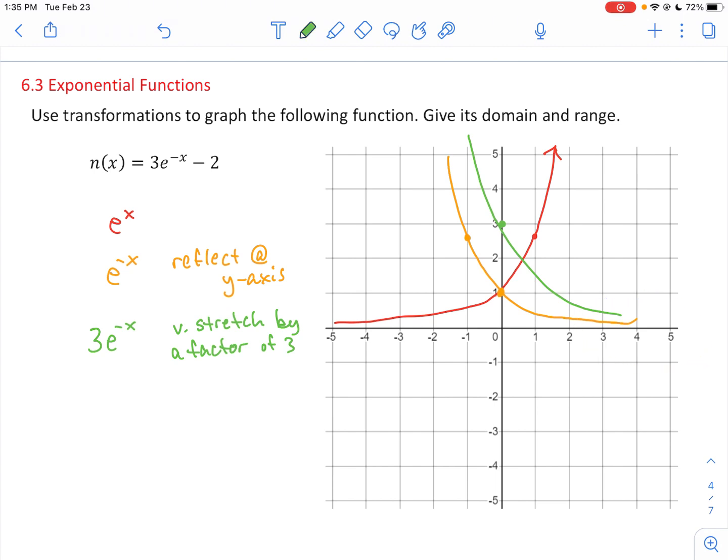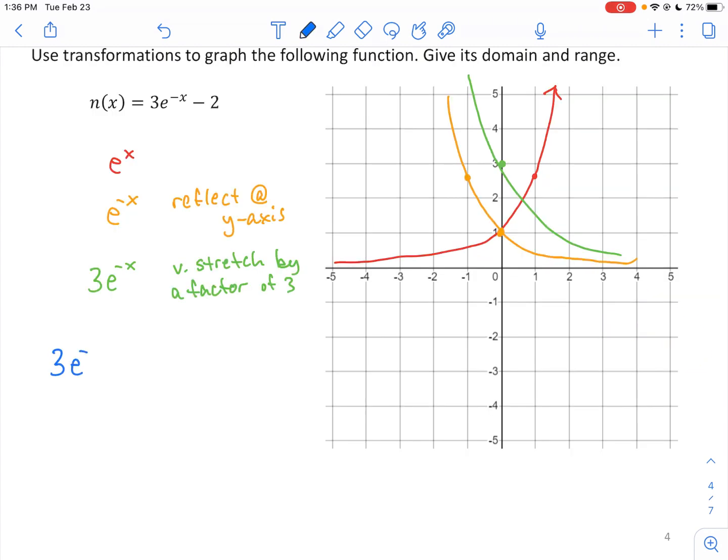Now, the very final transformation is, so when I have 3e to the negative x minus 2, this is going to be a shift down 2. This will change where the asymptote is. And we're just going to move everything down 2, so including the asymptote. And that's going to go through 0, 1. We don't have a whole lot of detail here, but we're just capturing the feel of this by hand, and we'll get the detail here when we do this graph with technology.